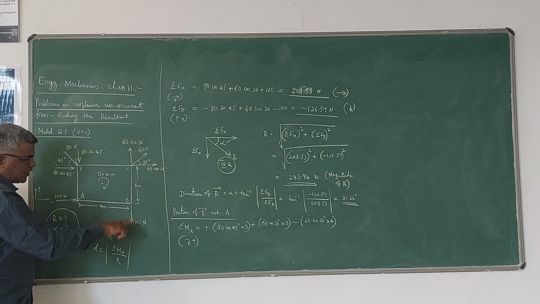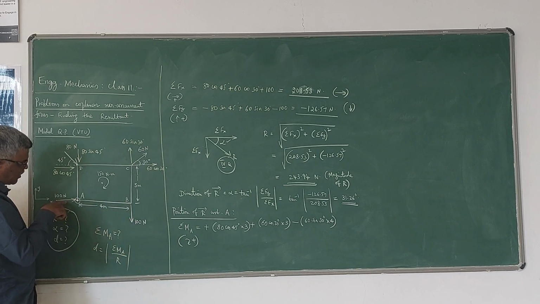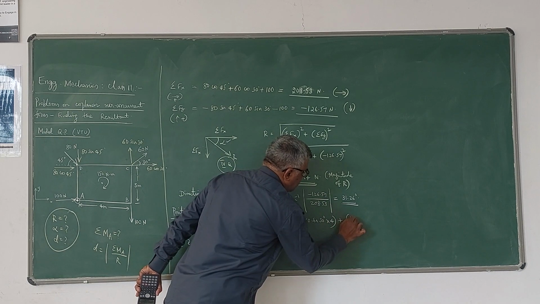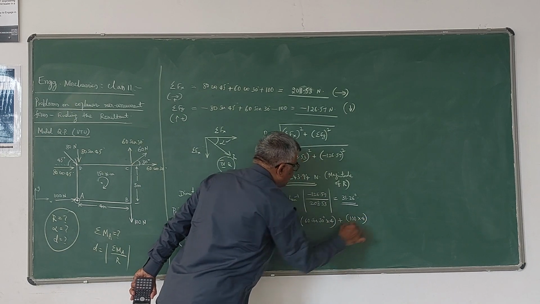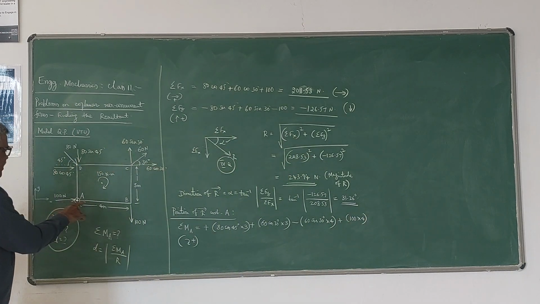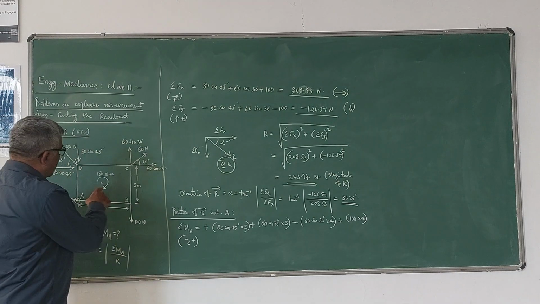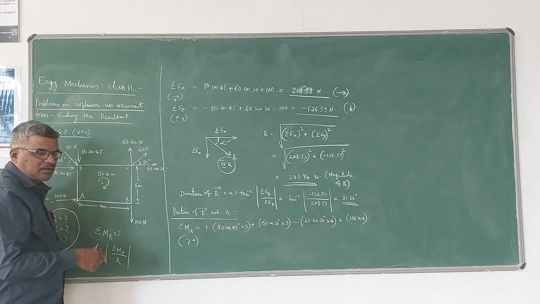Then come to this 100 Newton force. This is giving a clockwise moment about A. So plus 100 into 4. And of course this 400 Newton is not giving any moment about A because there is no perpendicular distance. And this 150 Newton meter clockwise couple is also given.